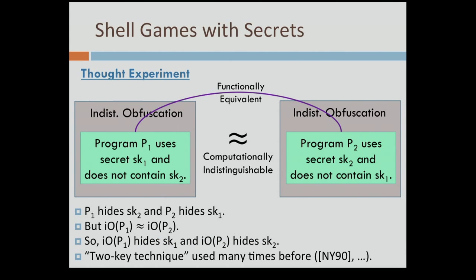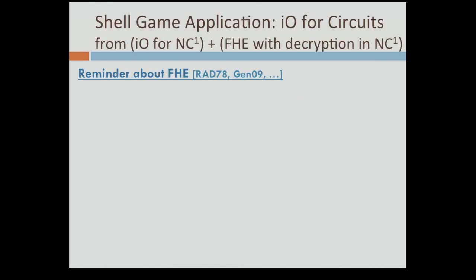Answer is no, of course. So you can clearly see that P1 hides SK2 because it's not there. And the flip is true. But on the other hand, by I/O, the two programs are computationally indistinguishable. So we can say that P1 also hides SK1 because it's similar to the obfuscation of P2. So this is the two-key technique of Naor and Yung. And it just shows that both secrets are hidden. Then you might complain that, well, that's kind of silly. I mean, you have a secret key that's not used. What can you do with this concept that seems kind of useless? Turns out it's not so useless.